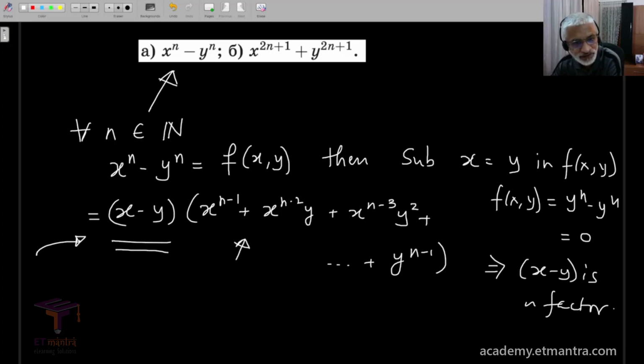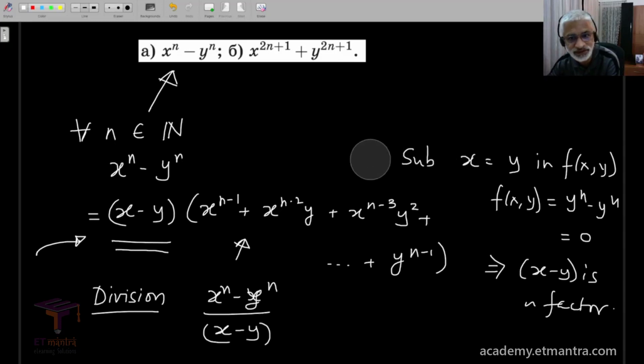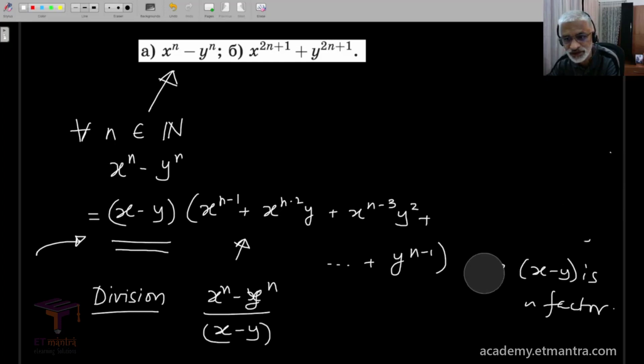Now that factor we can get simply by division. So you can see that division of polynomials, which is our favorite lesson in early classes, is extremely useful. So all you need to do is divide x raised to n minus y raised to n by x minus y, and you will get the second factor. So this factorization is definitely not a surprise. Now, there are some gifts of this simple factorization and it's worthwhile mentioning them upfront.